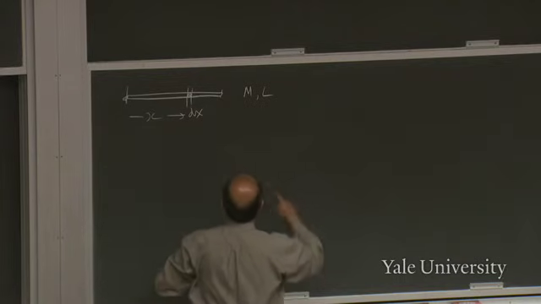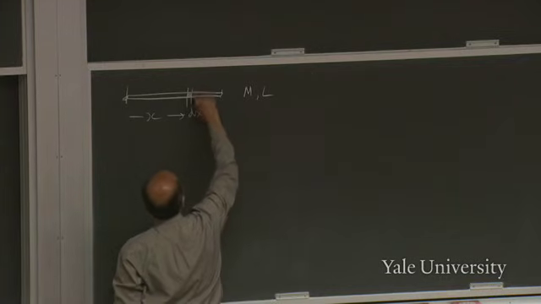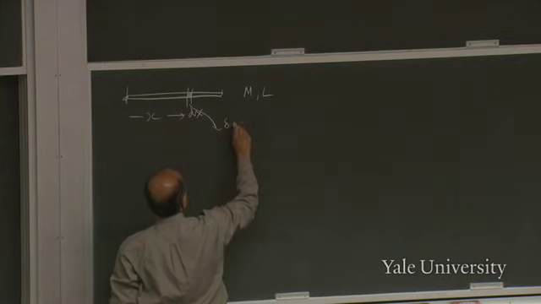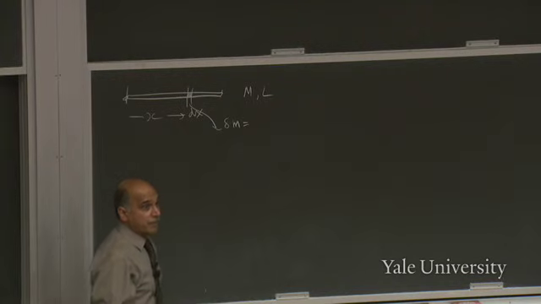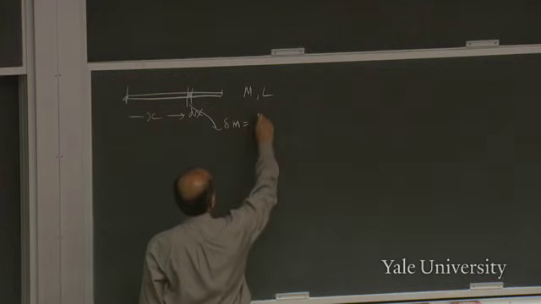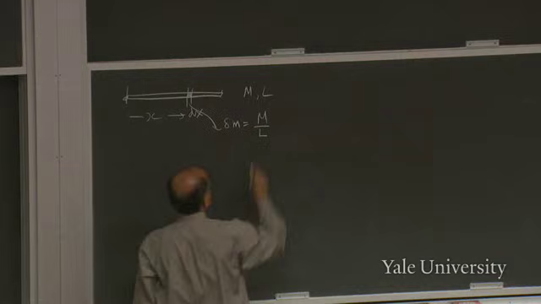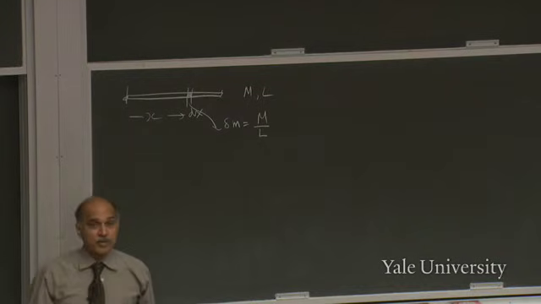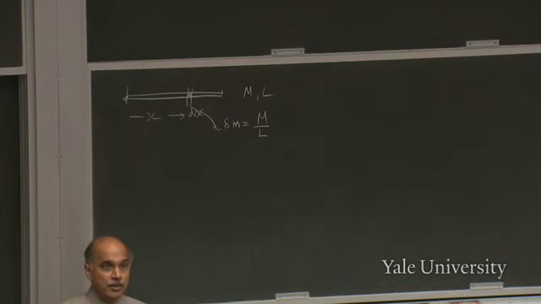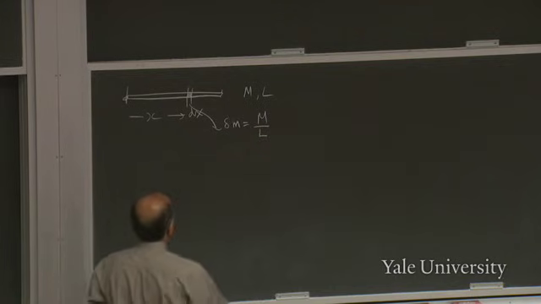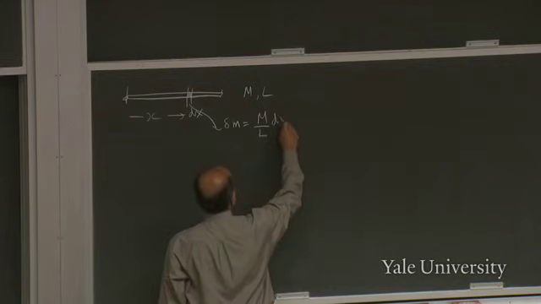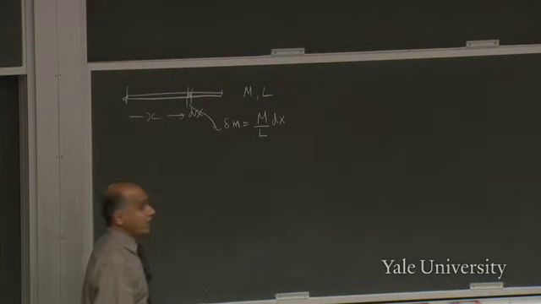So to find the center of mass, which consists of multiplying every mass by its location and adding, let me first find how much mass is sitting here. Let me call it delta m. How much mass is sitting there? Well, I do the following. I take the total mass and divide by L. That's the mass per unit length. And this fellow has a width dx, so the mass of this little sliver is m over L dx.